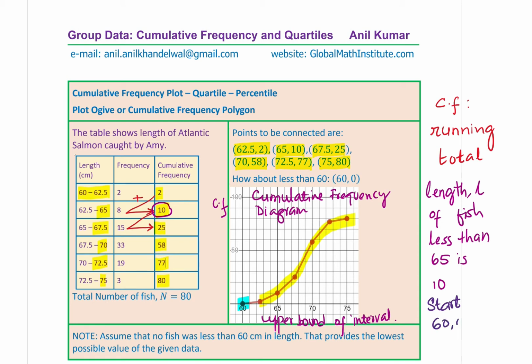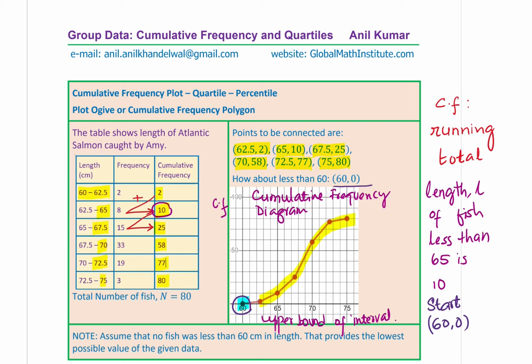None, right? So 60 is the starting point. We know that less than 62.5 are 2. How many are less than 60? Well, none, right? So think like this. That gives you the starting point, which is 60, 0. Whenever you draw a cumulative frequency diagram, it is a very critical point.